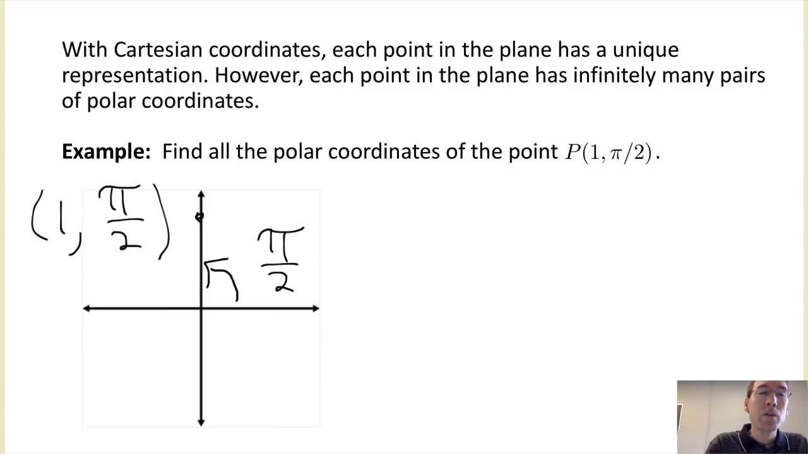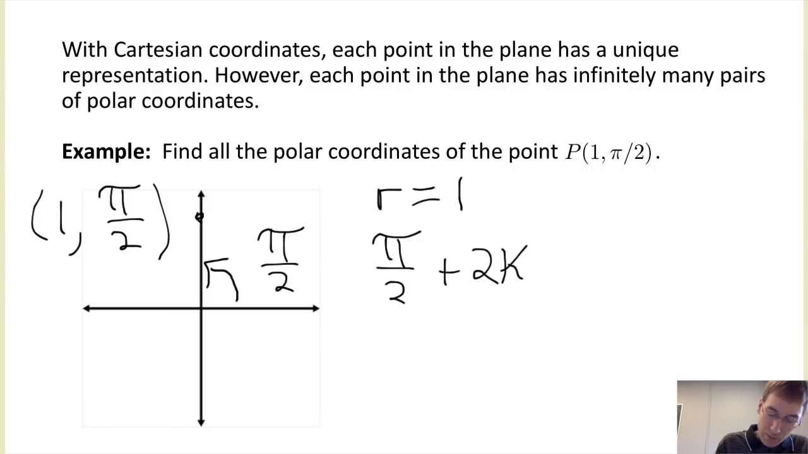The angle associated with this point is not unique. For example, an angle of measure pi over 2 plus 2 pi radians would also work. So we need to find the angles for all coordinate pairs in which r equals 1. These angles are pi over 2 plus integer multiples of 2 pi. So here k is an integer.